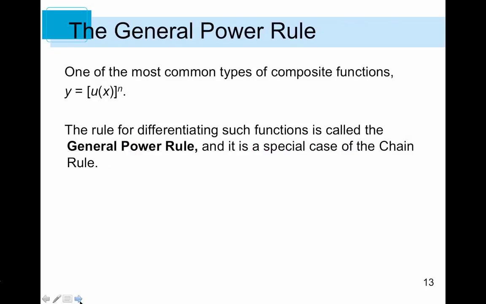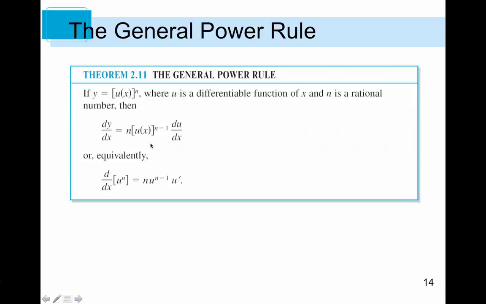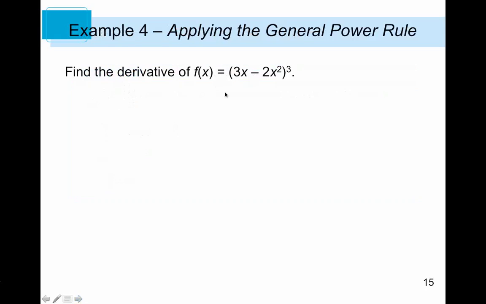So let's look at the general power rule. This one is great. If you have some function raised to the n power, this is just like the power rule. You bring the exponent down, reduce the exponent by 1, leave what's in the parentheses the same, but then multiply it by the derivative of whatever's in the parentheses. Let's look at an example. So we have 3x minus 2x squared, all to the third power.